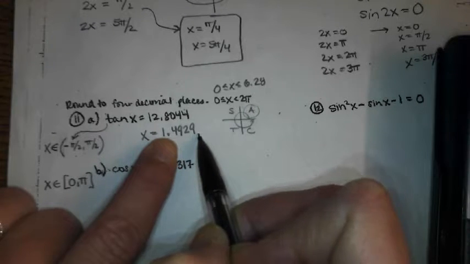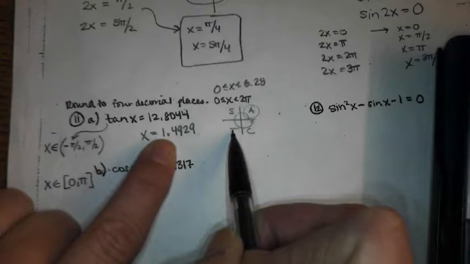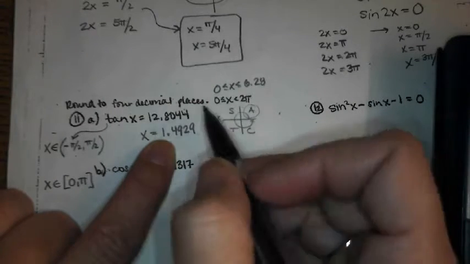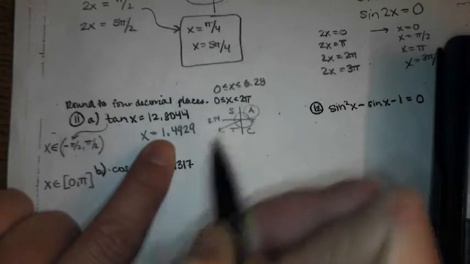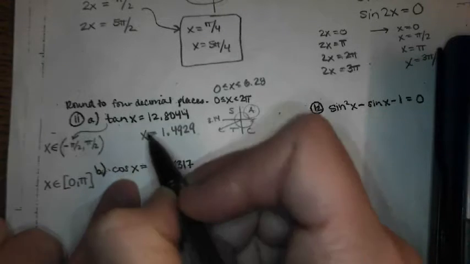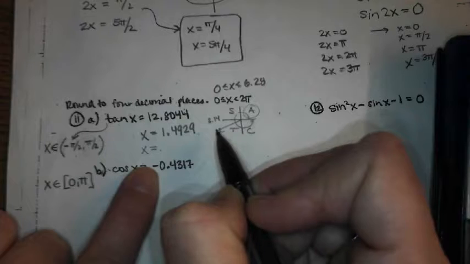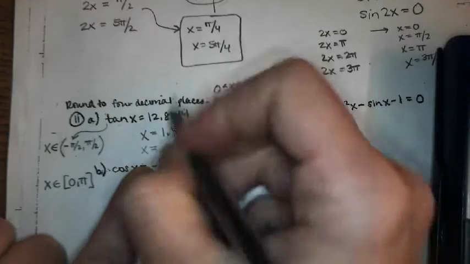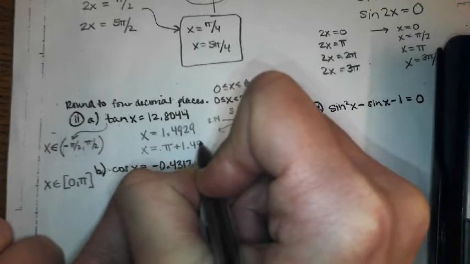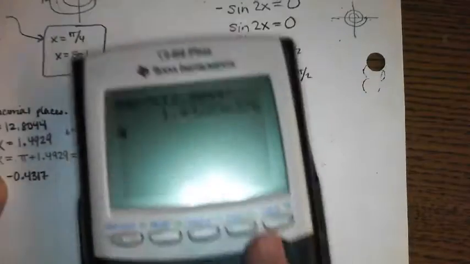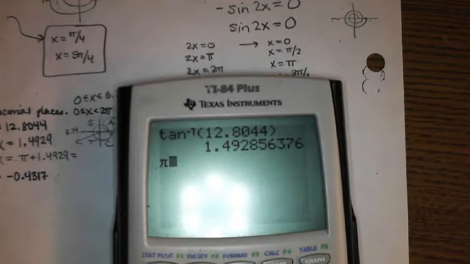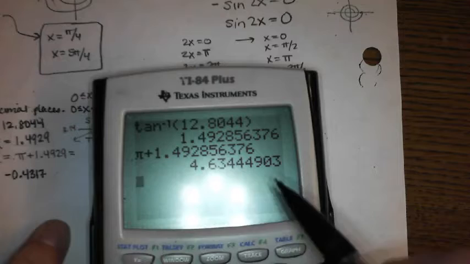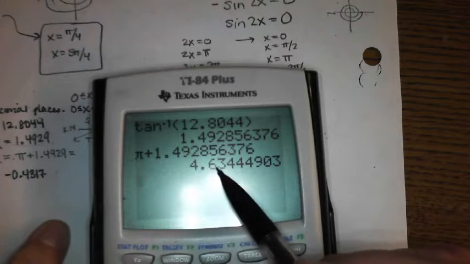1.4929. What other quadrant are we in? Yes. Which is 3.14. And then how do I get the angle in that quadrant? Add what? Right, since this is our reference angle, we have to go this much past pi. So pi plus 1.4929, which is, and I want to do this on my calculator because I want to round it to the nearest fourth decimal place, 4.6344.